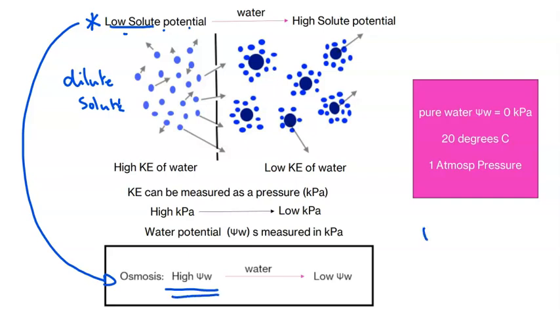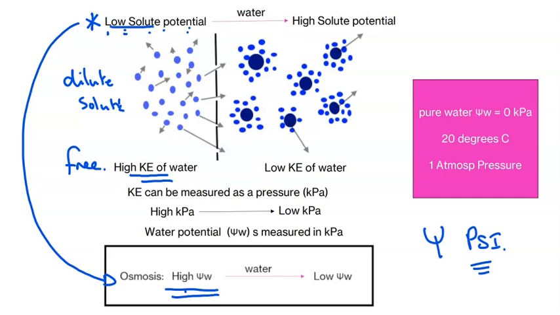This symbol here is the Greek symbol psi. Psi W means the water potential. So a low solute potential is a high water potential. So let's see if we can develop an understanding of that. Where we have a low solute potential, remember that this means there's lots of water molecules and they're free to move and they have a high kinetic energy.